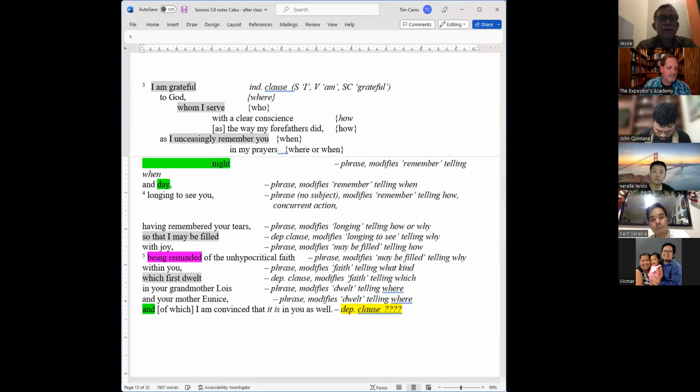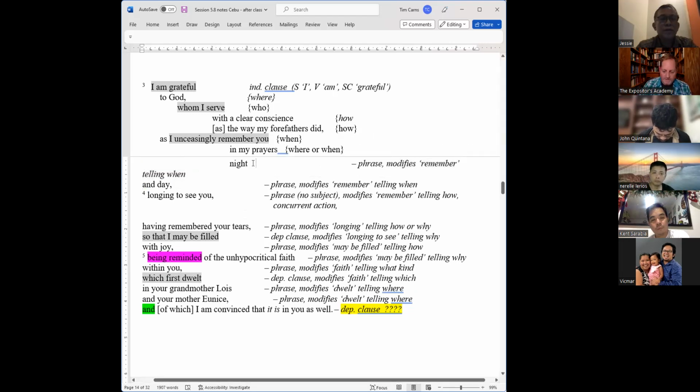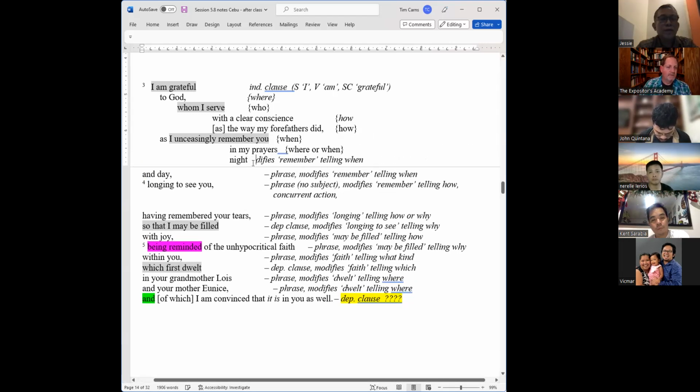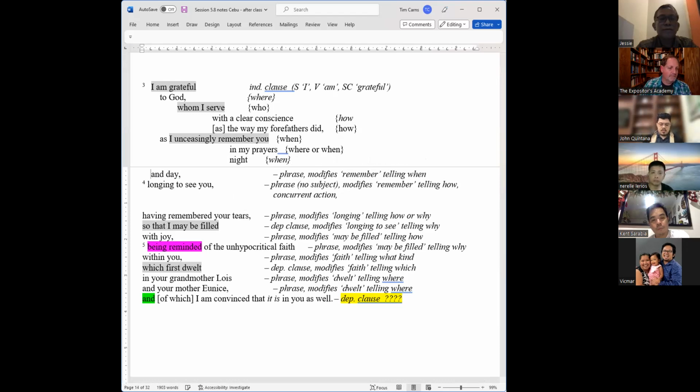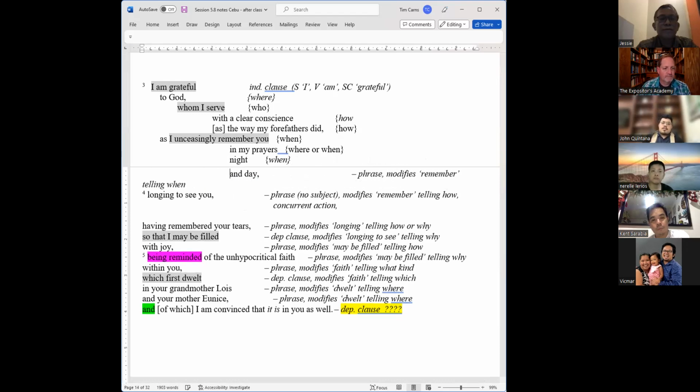We said that went under and modifies "remember." Okay, so I'll give you the whole diagram in the notes. But this part of it is actually pretty straightforward after you've done that third step.